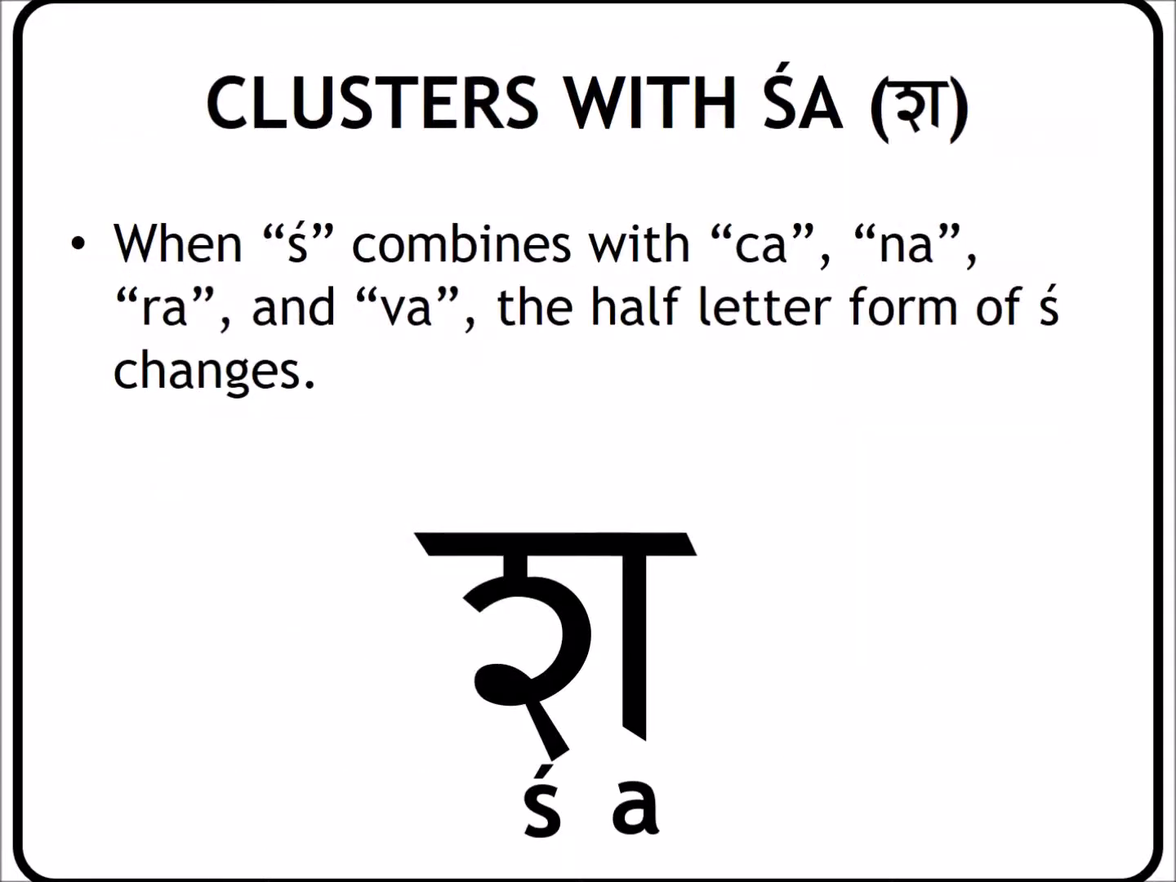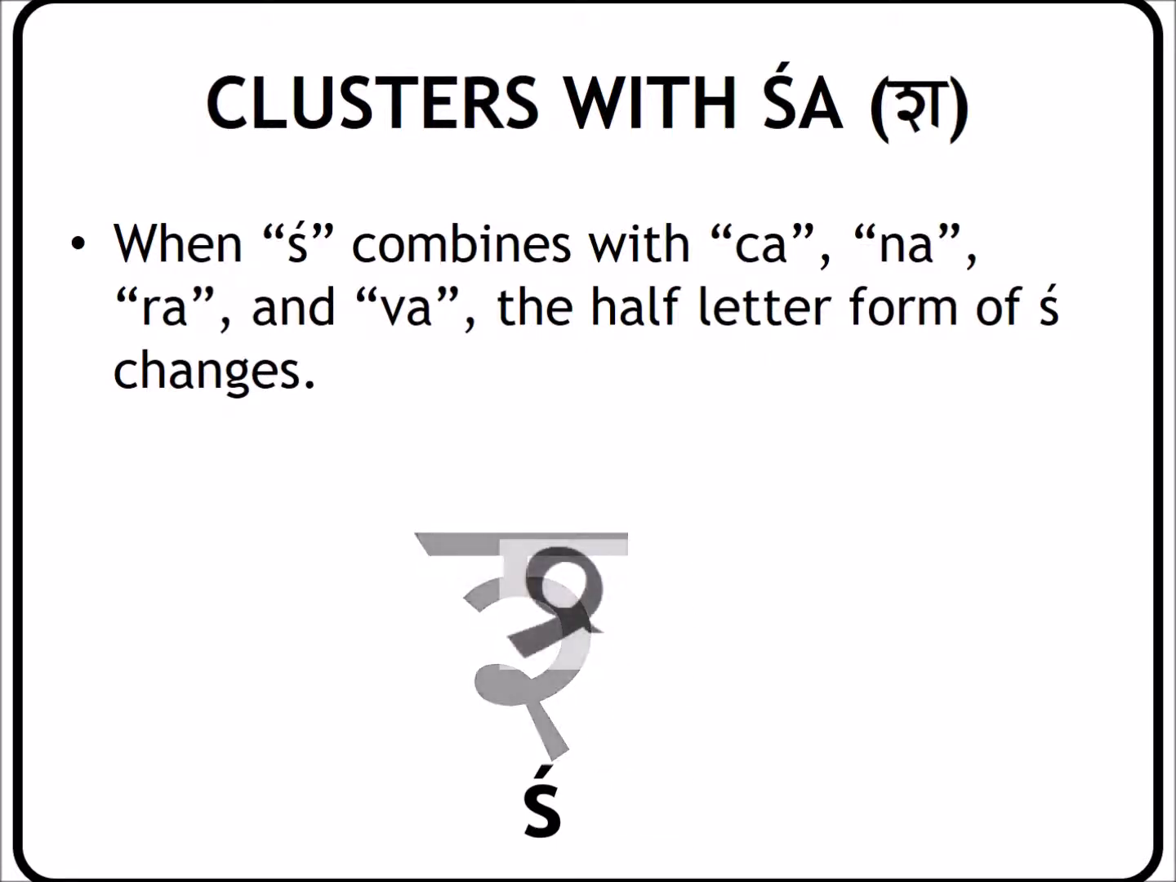The next consonant clusters we're going to talk about are consonant clusters with the letter sha combined with cha, na, ra, and va. When you have consonant clusters with these letters, the half form of sha takes on a very different form. So when we try to get rid of the vertical line for these letters, we actually end up with this form here. It looks like a little loop.